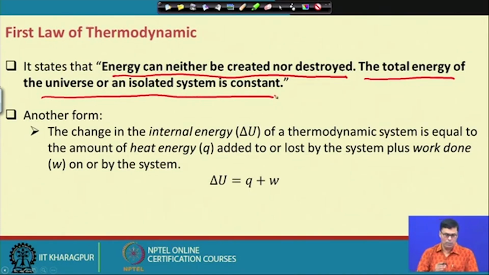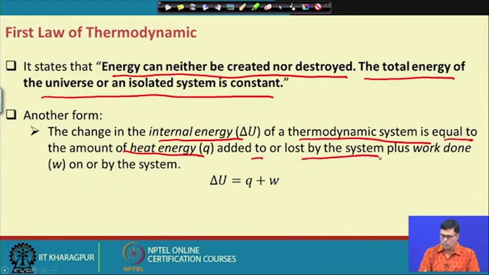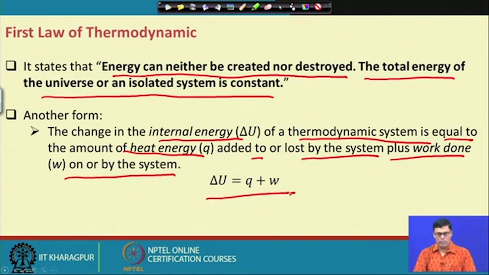Now, another form we can explain like this: the change of internal energy of a thermodynamic system is equal to the heat energy added to or lost by the system plus the work done on or by the system. This is mathematically expressed like this: del U equal to Q plus W, where Q is the heat energy change that takes place, W is the work, and del U is the change of internal energy.